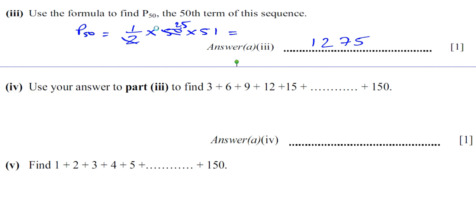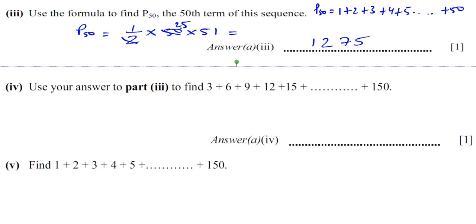Now, the first P50, what we have here, actually means 1 plus 2 plus 3 plus 4 plus 5 all the way up to plus 50. That's what that means. It means the sum of the first 50 terms, and that's what that first sequence gave us. It was a half times n plus 1. That was the formula for the sum of the first n terms in the sequence.